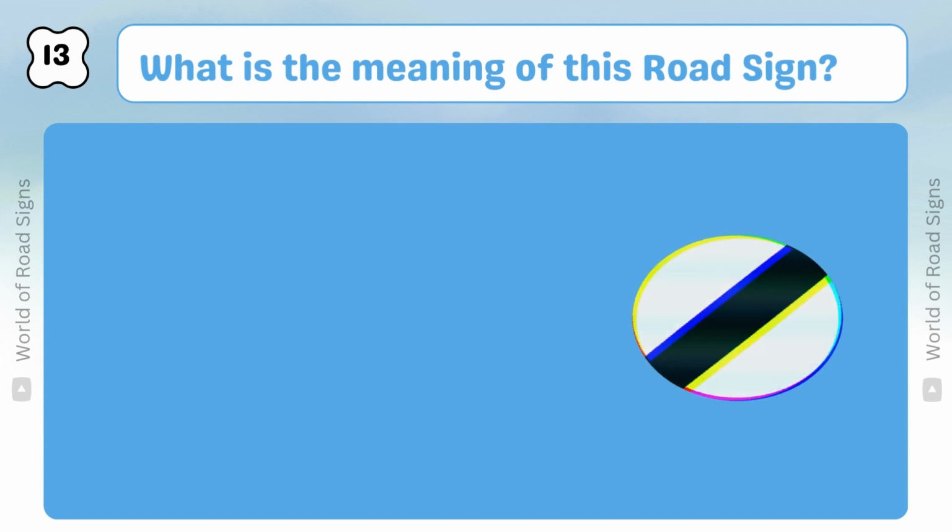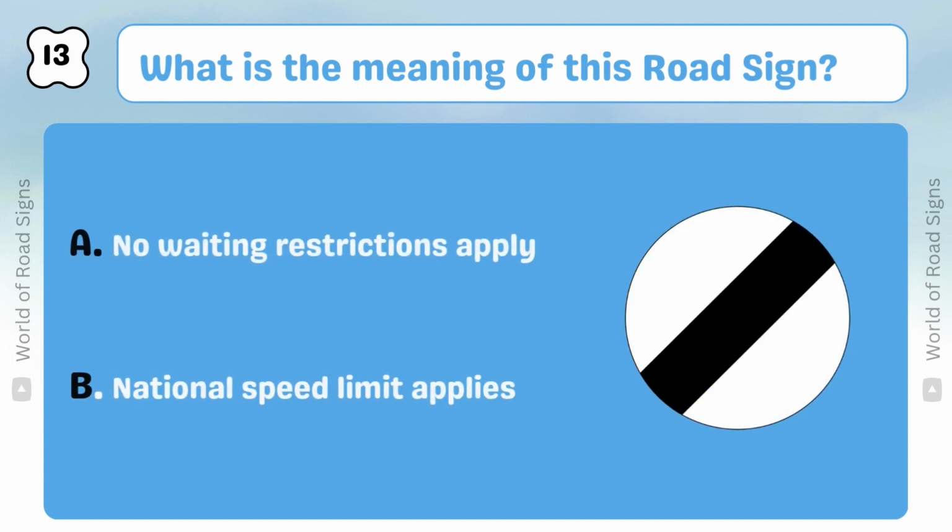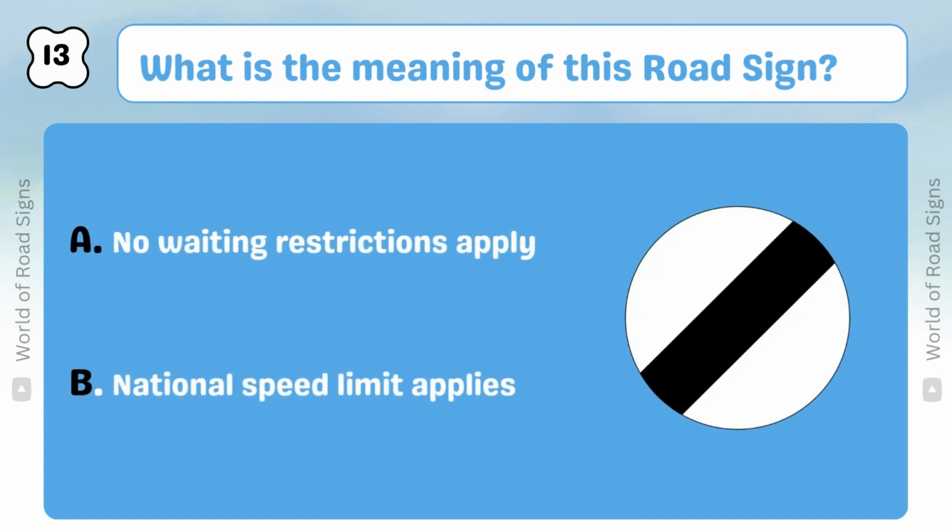Question 13. What does this road sign indicate? A. No waiting restrictions apply. B. National speed limit applies. Option B is the correct answer. National speed limit applies.